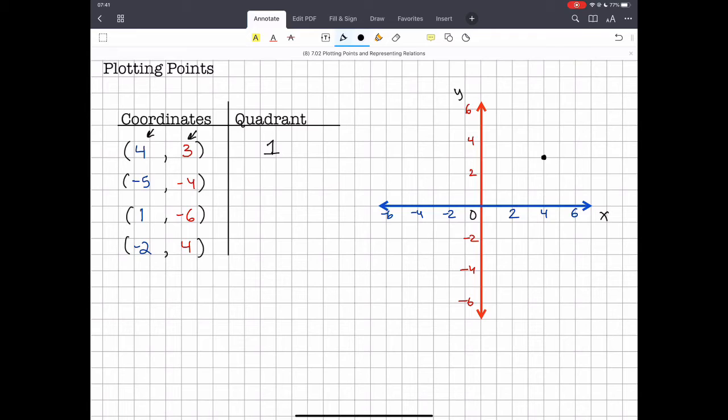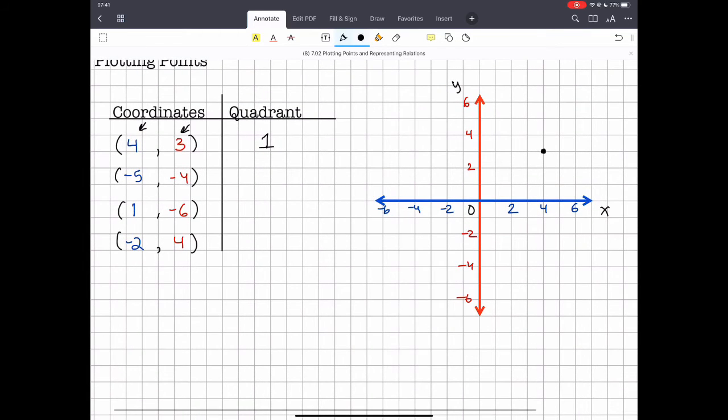In the next one, we've got -5, -4. My x is negative, my y is negative. That probably means quadrant 3, but let's have a look. So we start at the origin again. We go to the left to -5 on the x-axis, then down to -4. And that is in quadrant 3.